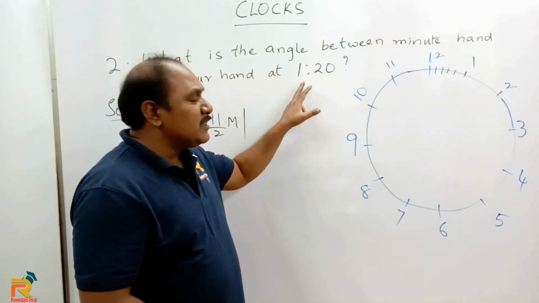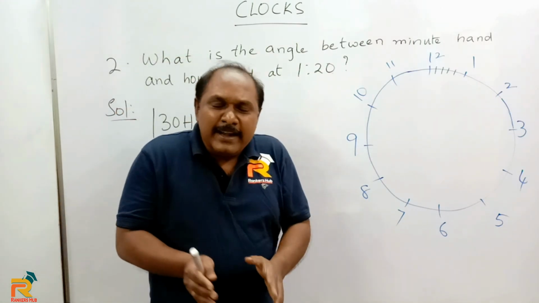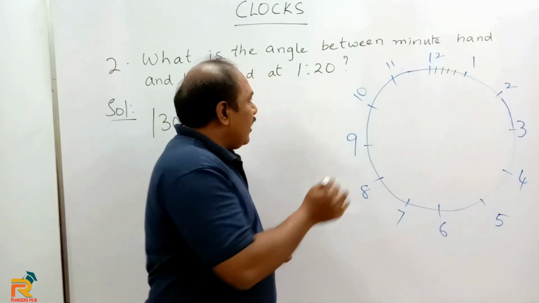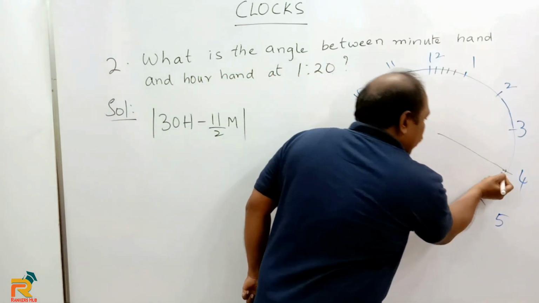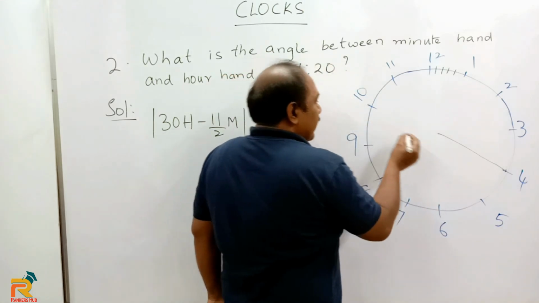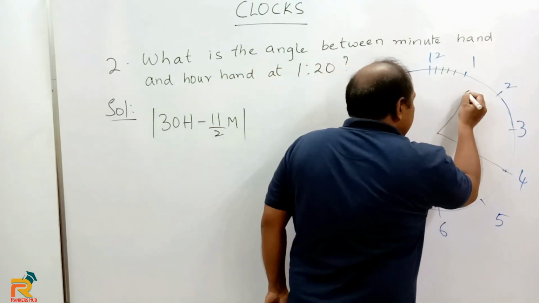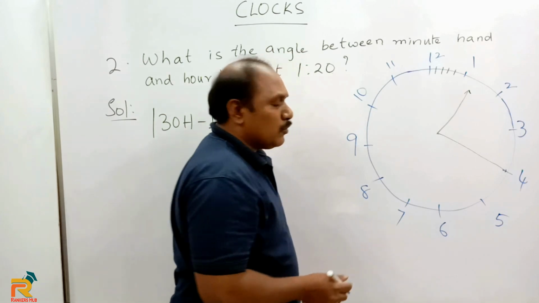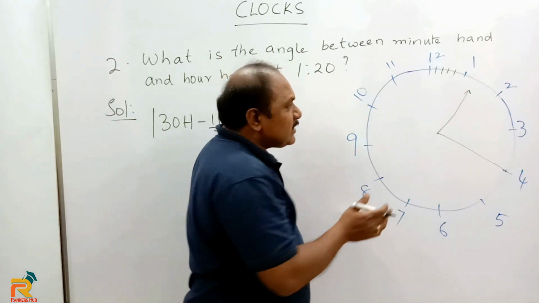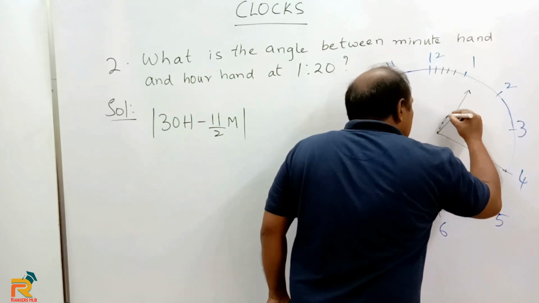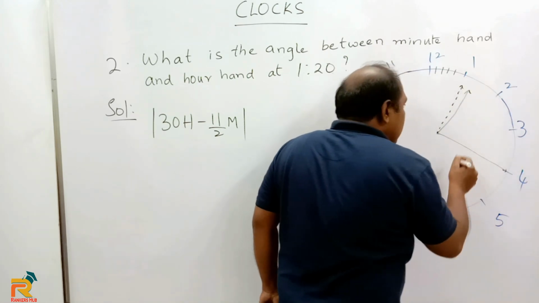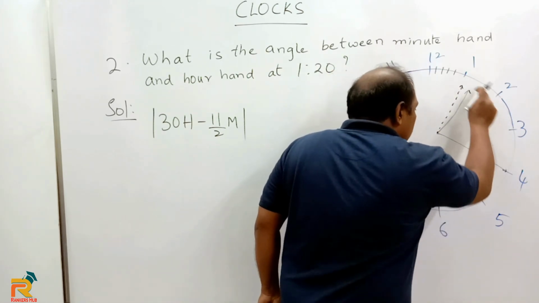Now the time given to us is 1:20. At 1:20, where is the minute hand? 20 minutes. Definitely the minute hand should lie exactly at 4. Definitely the hour hand should lie in between 1 and 2. Now here, what is the angle between 1 and 4? Exactly at 1 o'clock, the hour hand should lie exactly at 1. So what is the angle between 1 and 4?